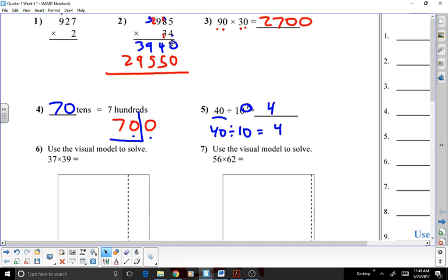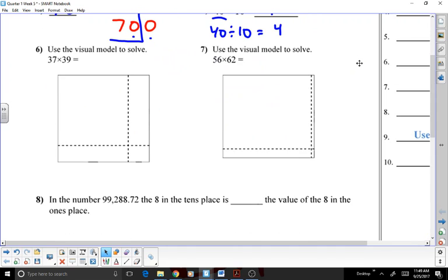6, one of our favorite things, the area model. This time we're doing 37 times 39. So over here, 30 and 7. 30 in the tens place, 7 in the ones place. Here, 39. Now you need to multiply those 4 quantities.